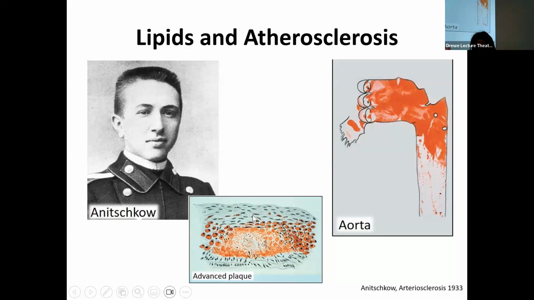And then he looked under the microscope at the plaque, and you can see these cholesterol crystals, and he described foam cells, so those macrophages that eat up the cholesterol, and really described this in this seminal work in 1933. So almost 100 years ago, this was first described. And he came up with this really famous dictum, which was, there is no atherosclerosis without cholesterol. And this was quite controversial for many, many years.